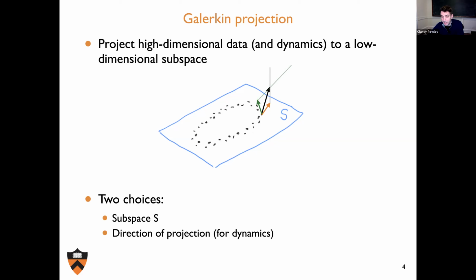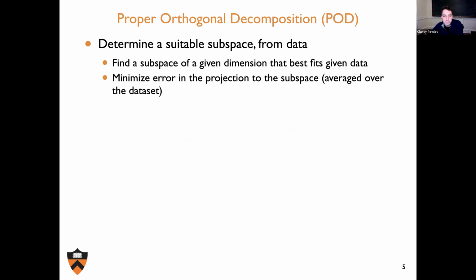And you get different dynamics. It'll be the same subspace, the same data, the same high dimensional dynamical system, but different low dimensional dynamics. And in this case, the green line seems to better fit the data. This is just a cartoon here, but this is showing that you really can get different dynamics with different directions of projection. And in some cases, that can be quite important. So there are 2 choices here, subspace and the direction of projection.